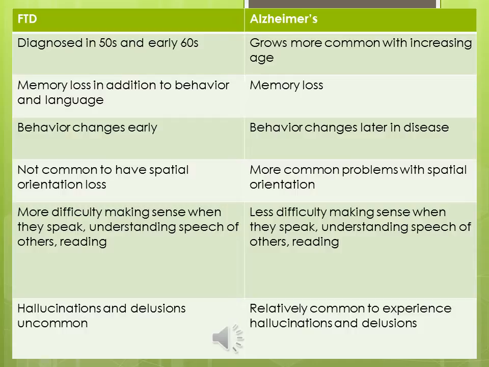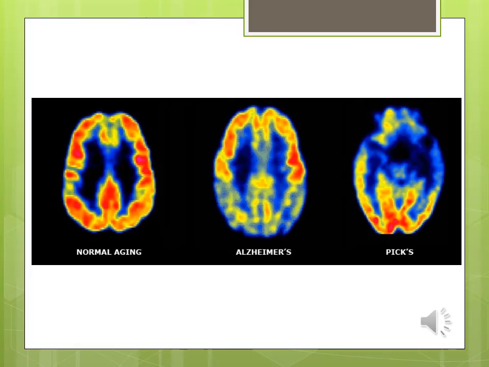Now for Alzheimer's, the behavior changes are later in the disease. It is more common to have problems with spatial orientation. They have less difficulty making sense when they speak, as well as understanding speech of others and reading. And for these people, it is relatively common to experience hallucinations and delusions. So again, this just sums up the differences in FTD when comparing it to Alzheimer's disease.